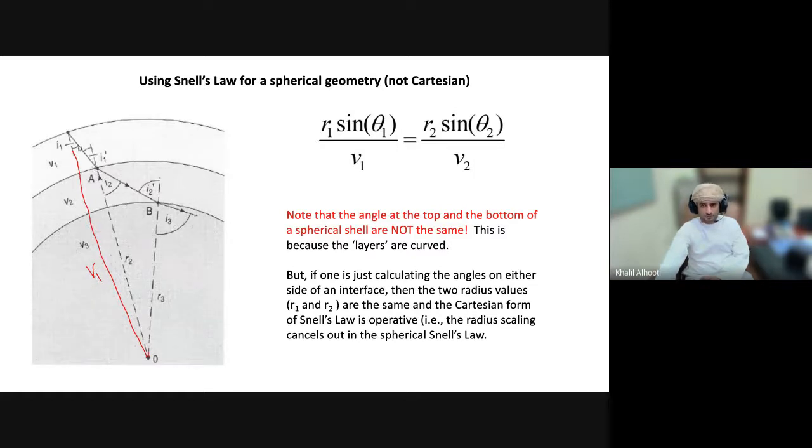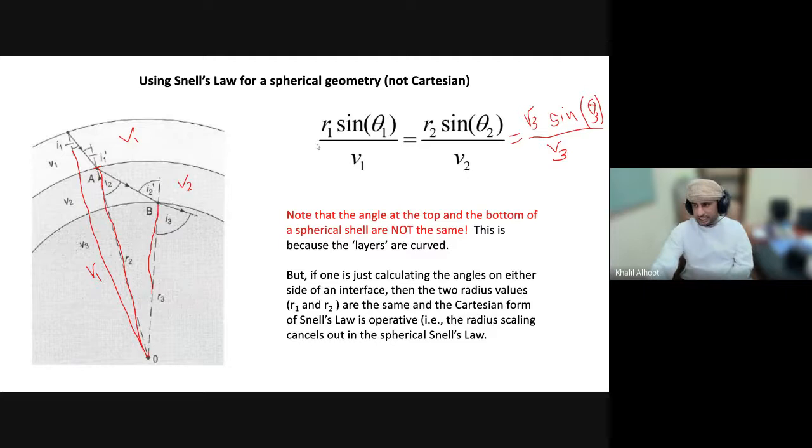That's R1. So this angle, sine theta 1, that's sine theta 1, velocity in the first layer, will be equated to R2, that's R2, times sine of theta 2, that's theta 2. This is theta 1, theta 2, theta 3. Divided by the velocity in this layer, V2. This can also be equal to what? R3, which is this one, sine theta 3, that's theta 3, divided by V3.